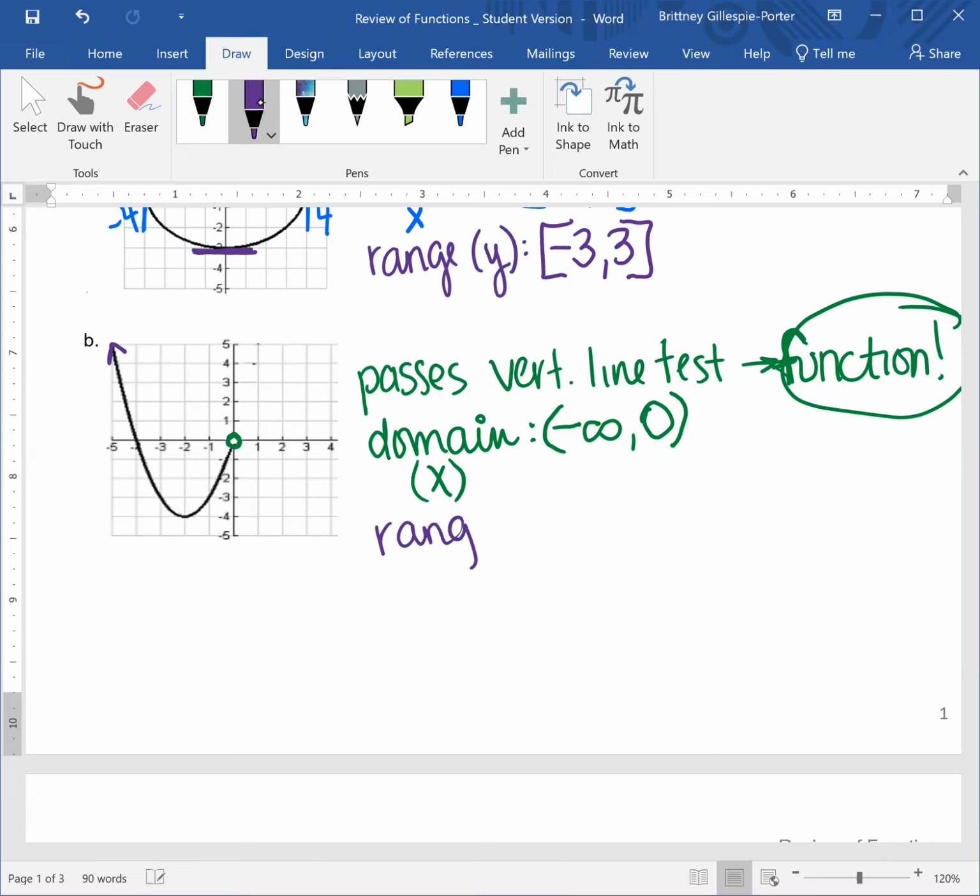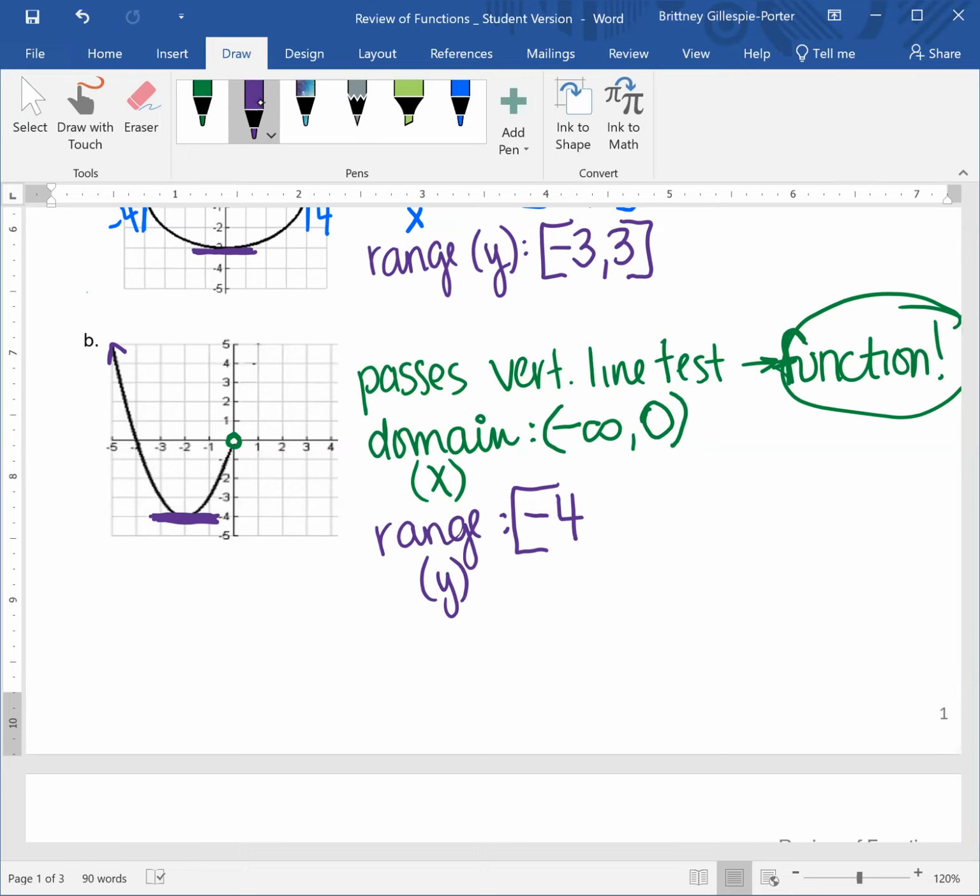Let's look at our range. Remember again, the range is the y. We're going to start with the lowest, the smallest, and then work our way up. This is like part of a parabola that got one of its arms chopped off. So you may remember how to do this. This is our quadratics. Looking at the bottom, our lowest y value is negative 4. We actually hit negative 4, so we're going to put a bracket.